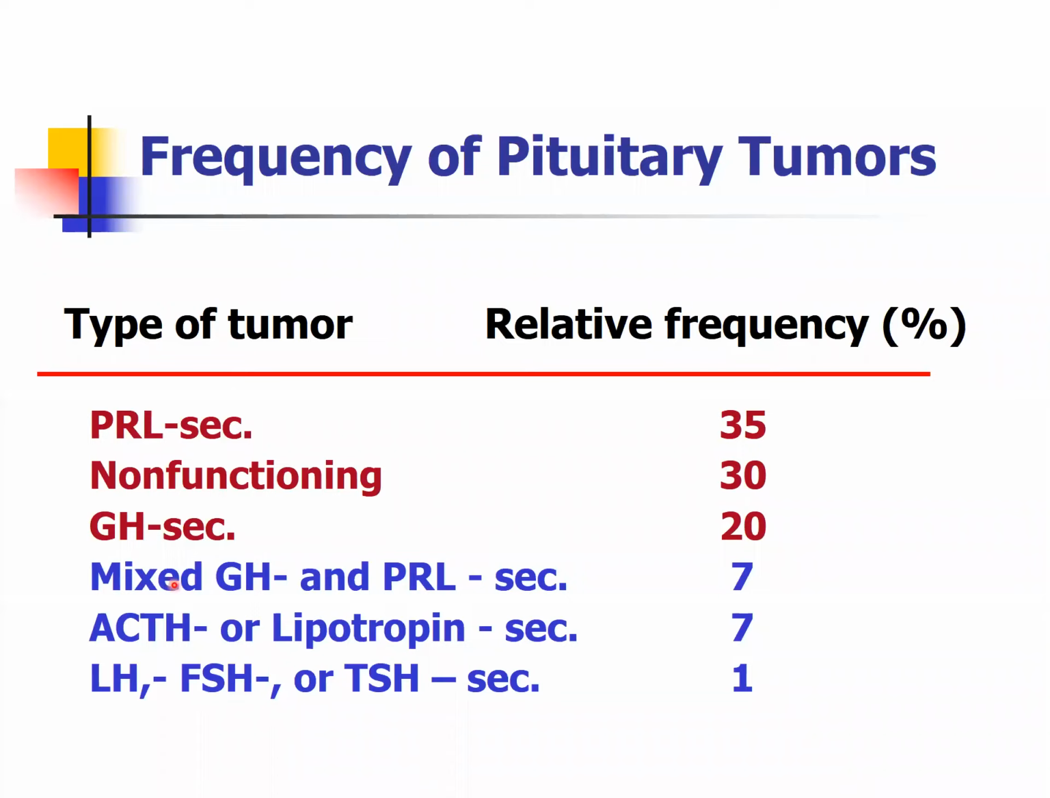There are some mixed ones, for example, growth hormone and prolactin secretion, because they have very similar structure. These are the somatotrope hormones, or ACTH or lipotropin, which originate from pro-opiomelanocortin, or glycoprotein hormones such as the LH, FSH, TSH secreting tumors. Those are the less common ones.